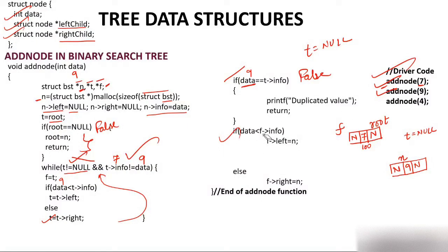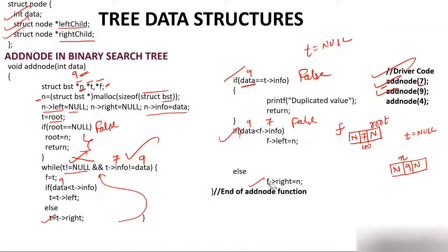Is data less than f info? What is data? Data is 9, as we have passed this 9. What is f info? F is pointing to this node, the root node. F info is 7. Is 9 less than 7? No, the condition is false. So I move to the else.